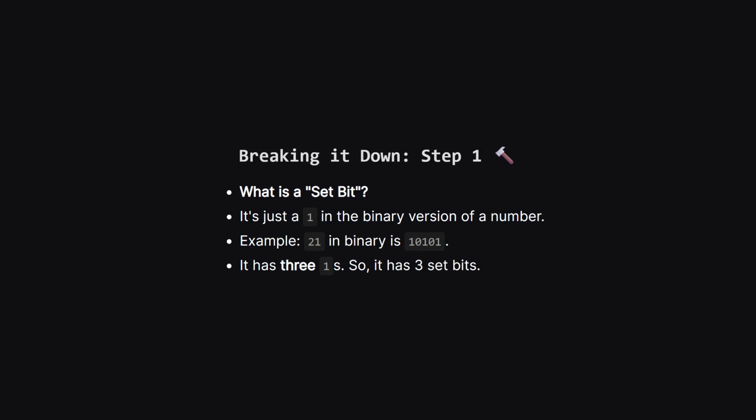So what exactly is a set bit? It's just a fancy way of saying a 1 in binary. If we look at the number 21, its binary form is 10101. If we count the ones, we see there are exactly 3 of them. So we say the number 21 has 3 set bits. That's the first step of our puzzle.